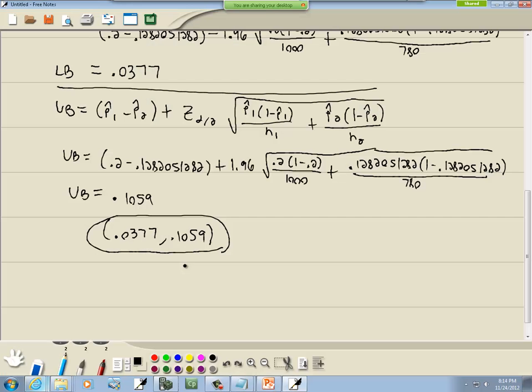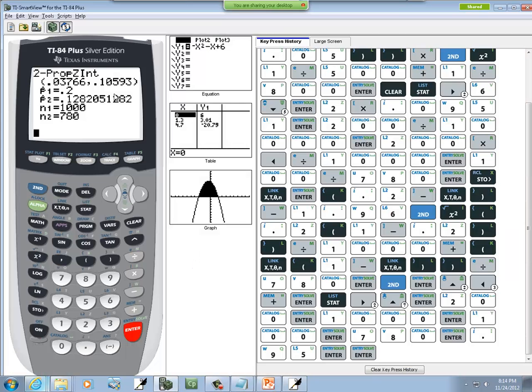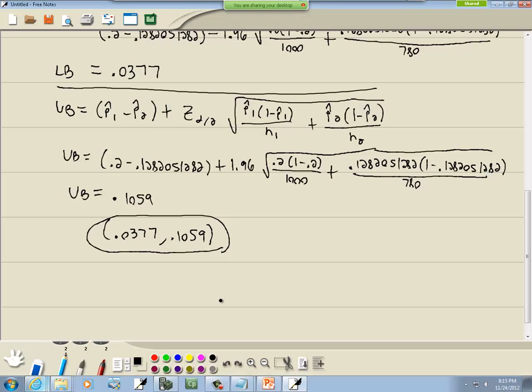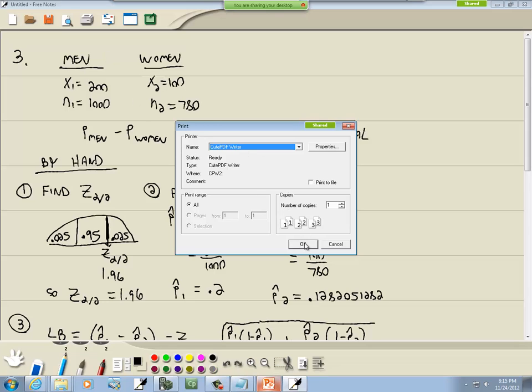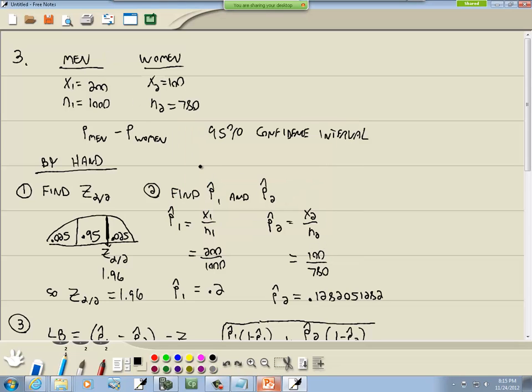Gives you the same value. See, here's our confidence interval. So that is indeed our answer, using by hand or by calculator. Let me save that. I was looking for where it screwed up typing in the calculator.